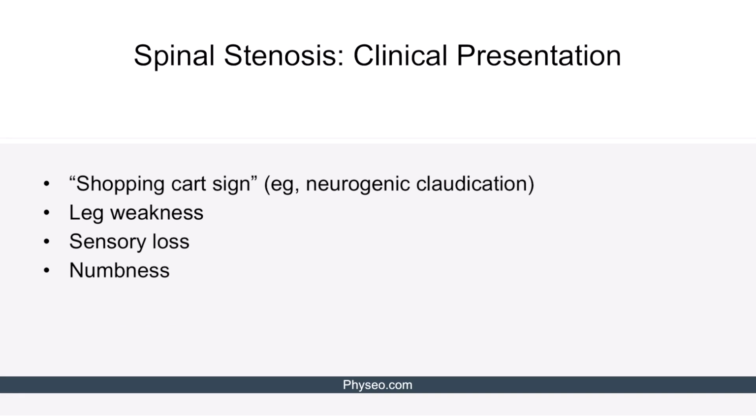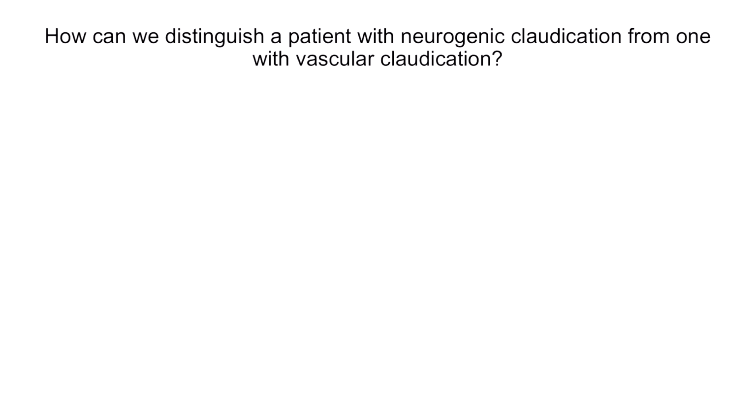Question stems about these patients will classically mention the shopping cart sign, which can also be referred to as neurogenic claudication. This goes back to the pathophysiology described earlier. Because the spine is compressed, they can also get associated leg weakness, sensory loss, and numbness. So how can we distinguish a patient with neurogenic claudication from one with vascular claudication?